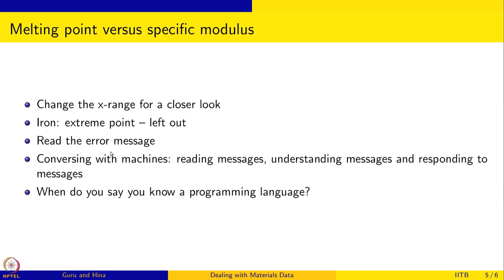Whenever R returns any error message, you should read it and take the corresponding action, or if it gives some warnings, you have to learn what the warning is about. So this is what conversing with machines means. So you have to read the messages, you have to understand the messages, and you have to respond to the messages. So it's exactly like knowing a language.